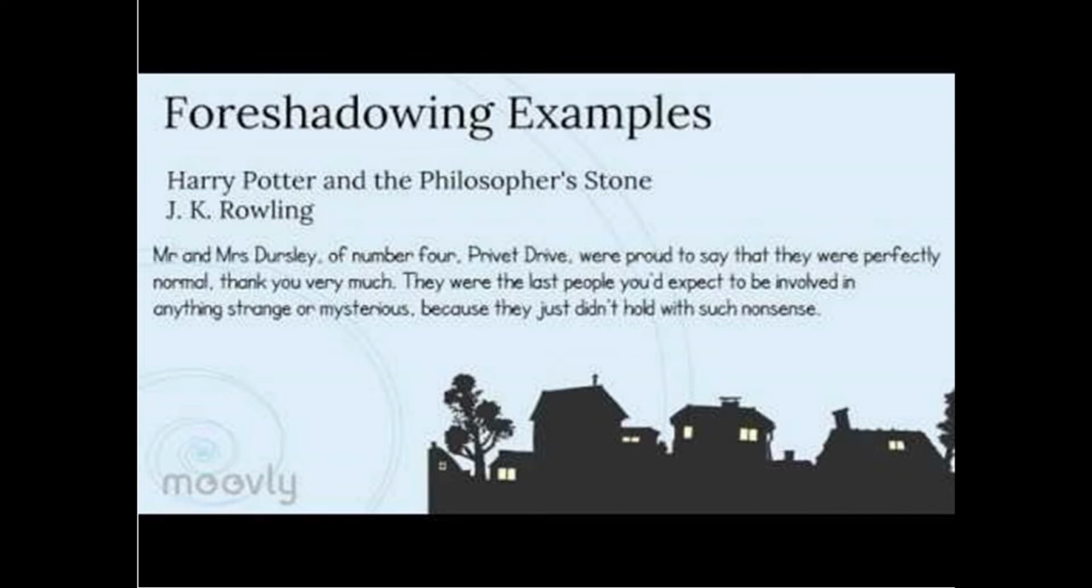An example of foreshadowing in Harry Potter and the Philosopher's Stone is right at the very beginning. Mr. and Mrs. Dursley of number 4 Privet Drive were proud to say that they were perfectly normal, thank you very much. They were the last people you'd expect to be involved in anything strange or mysterious because they just didn't hold with such nonsense.